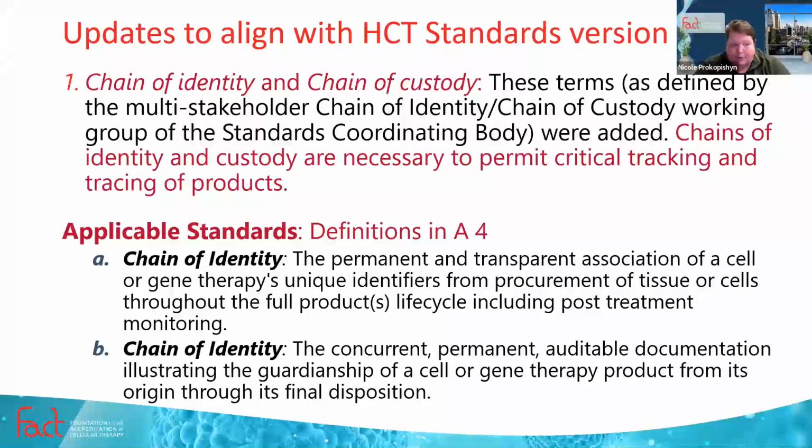The concepts have always been there of identifying your donor and your product recipient throughout, and ensuring we know exactly where it's been. But really, these chain of custody and identity are there to permit necessary critical tracking and tracing of products. So the actual definitions are in A4, and basically chain of identity is making sure you can identify that product through its full life cycle. And then we also need to make sure that it's permanent, readable, and present for all of those things that we need to have available.